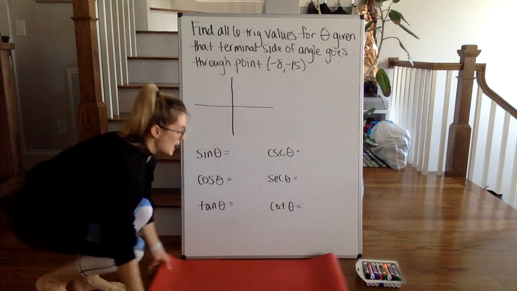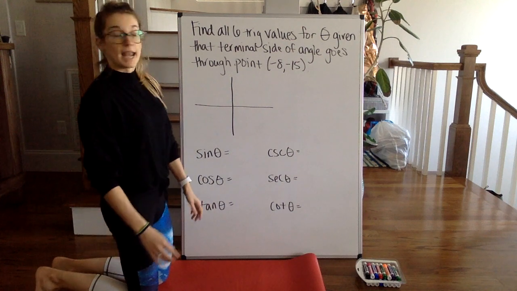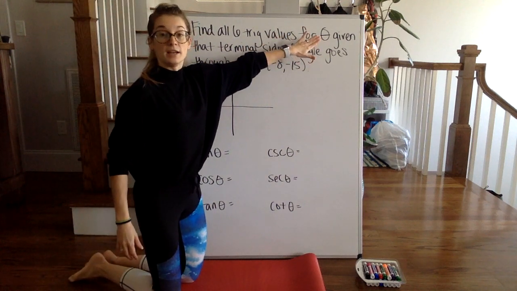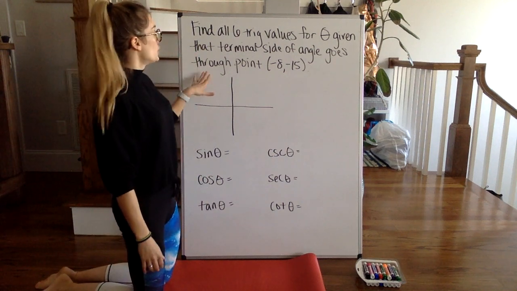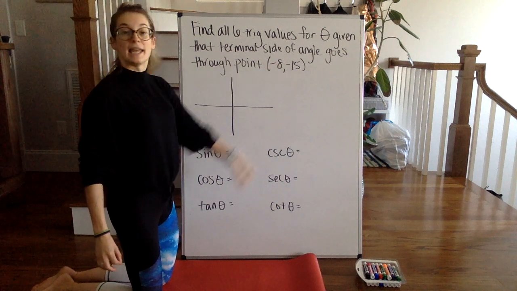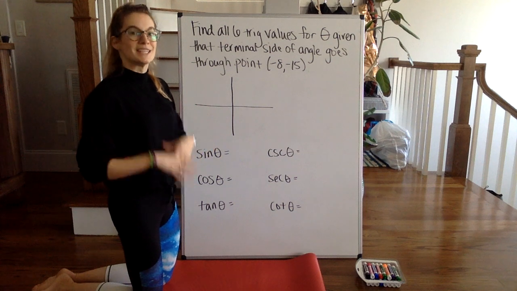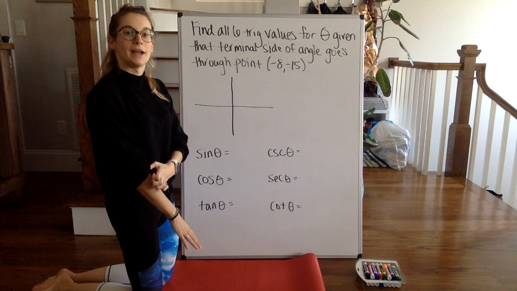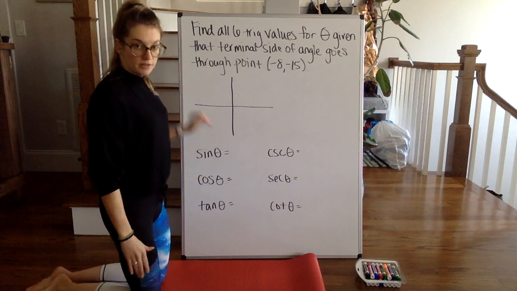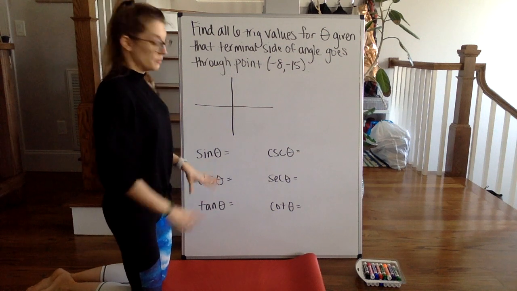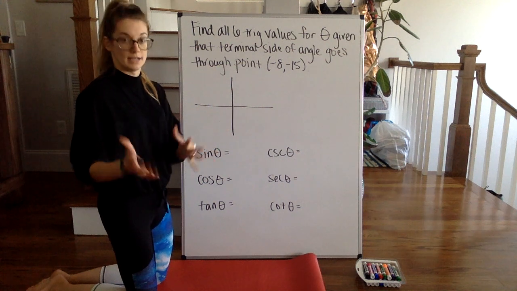You are asked to find all 6 trig values, so sine, cosine, tangent, cosecant, secant, and cotangent, for some angle theta, given that the terminal side of the angle goes through a specific point, (-8, -15). Notice you are not asked to find the size of theta. You are not asked to figure out how many degrees are in the angle. What we're asked is to figure out the sine of the angle and the cosine of the angle. And we can actually evaluate all 6 of those trig functions without even knowing how big the angle itself is.